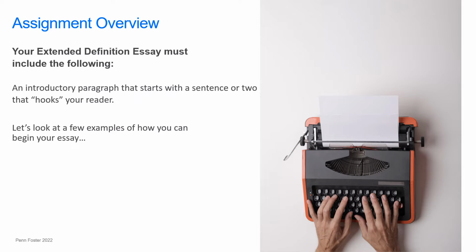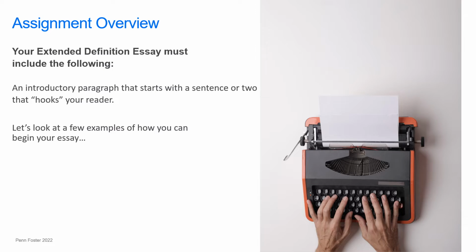Your extended definition essay must include the following components: an introductory paragraph that starts out with a sentence or two that hooks your reader. The sentence can be written in the form of a rhetorical question, which is a question that has no easy answers, such as what is the meaning of life? An anecdote, which is a short story from an experience that relates directly back to your thesis statement. Startling statistics, a strong declarative statement, a quotation, or a description.